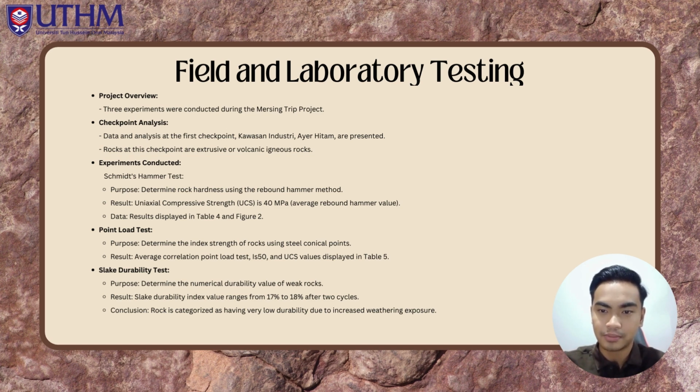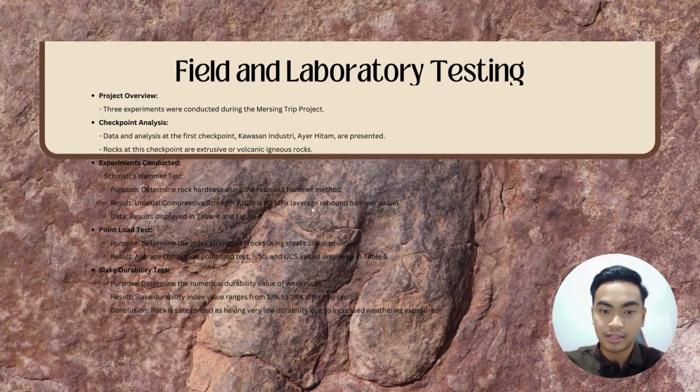Next is the point load test. Purpose: to determine the index strength of rock using a steel conical point. Result: the average correlation of the point load test, Is50, and UCS value is displayed in table 5. And the last one is the slake durability test. Purpose: to determine the numerical durability value of weak rock. For the result, the slake durability index value ranges from 70% to 80% after 2 cycles. Conclusion: the rock is categorized as having very low durability due to increased weathering exposure.